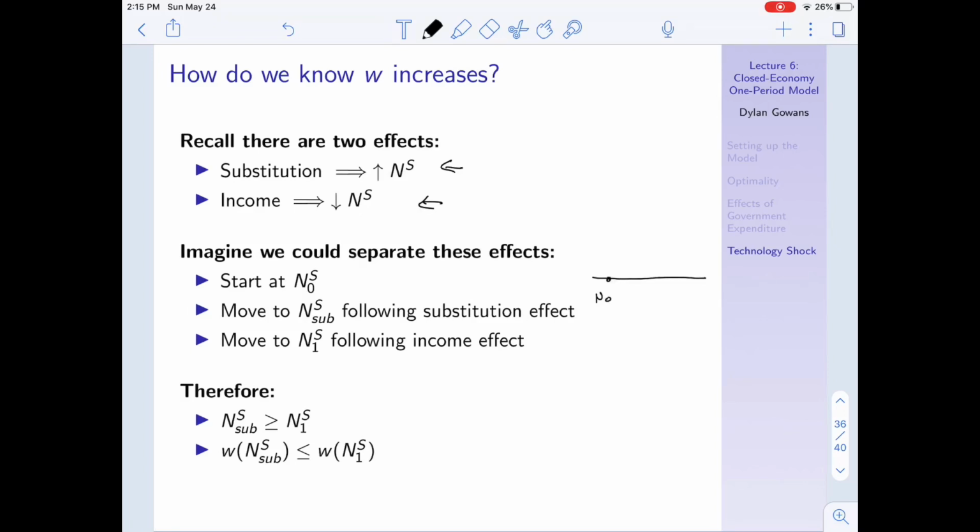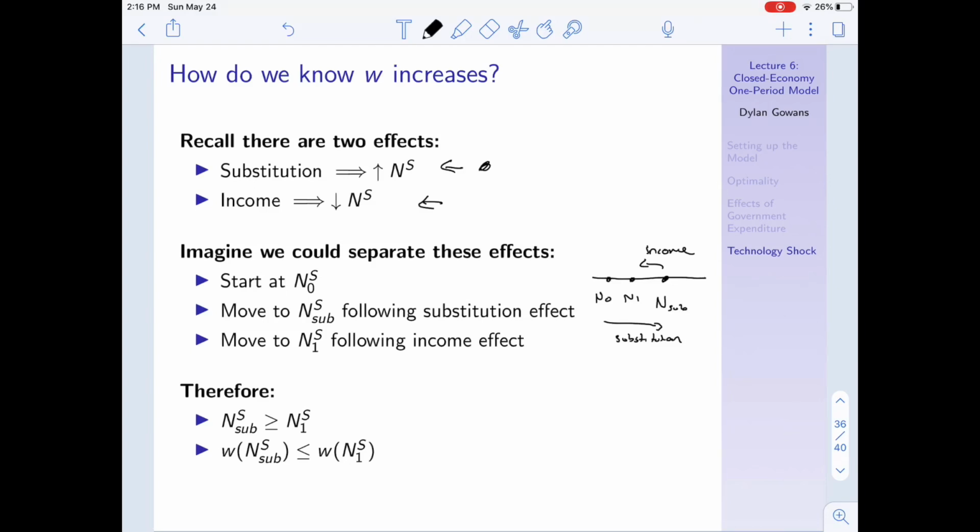Now we have this increase in Z. Okay, and that's going to have two effects. Imagine the first effect is this substitution effect right here, and that means that my labor supplied is going to go up. I call this N sub. So that's the first effect. And then the next effect is the income effect, which is going to move me in this direction, to here, and I'll call that N1, because that's the sum total of the two effects. The movement from here to here is the substitution effect, and the movement from N sub to N1 is the income effect. The addition of the two is the total effect.